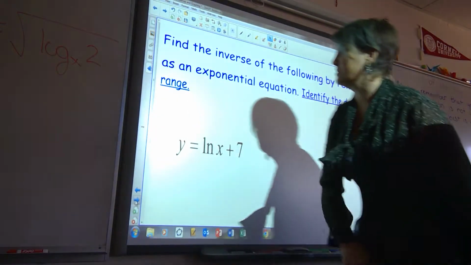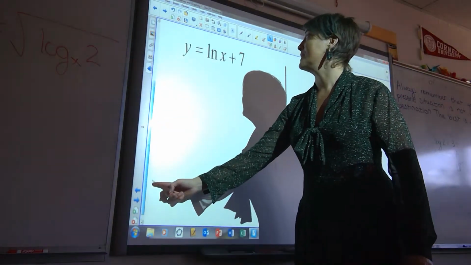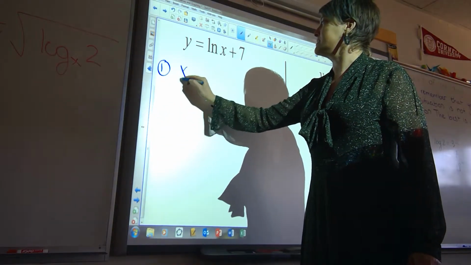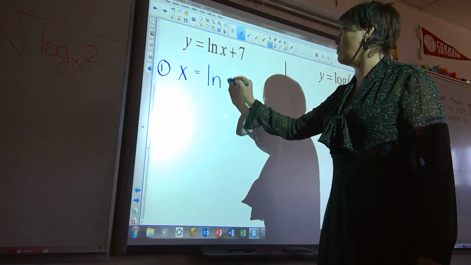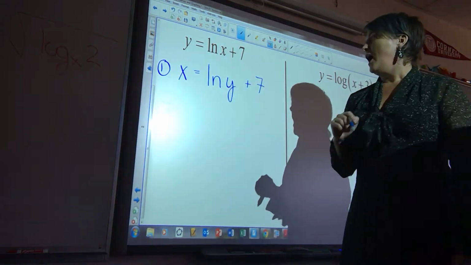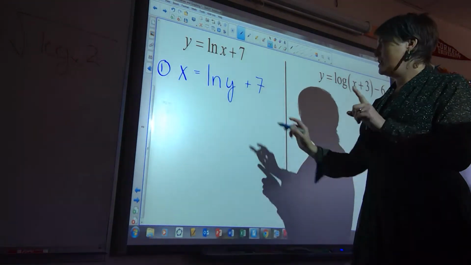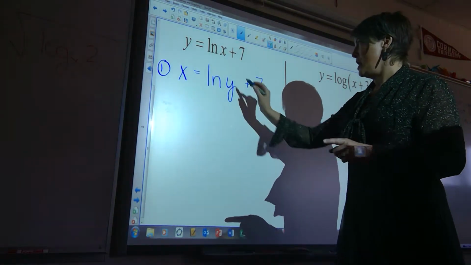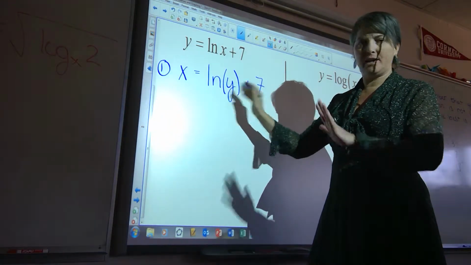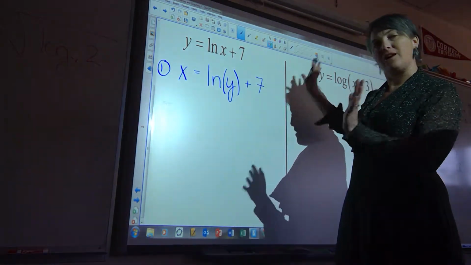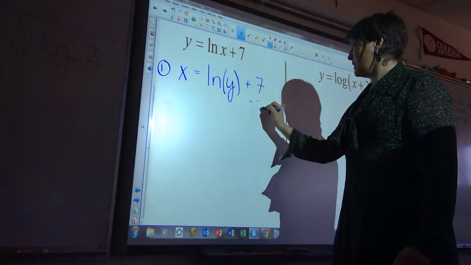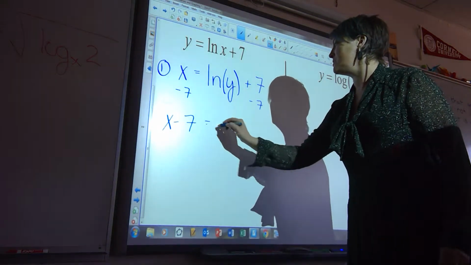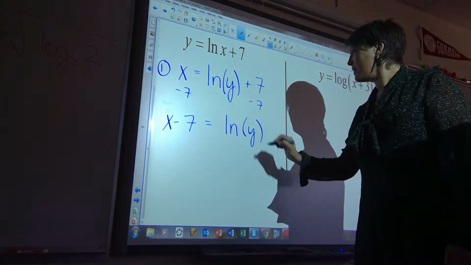So let's try a couple more of those that have some transformations going on. All right, first step, switch x and y. So x is equal to natural log of y plus 7. Careful here, the y and the 7 are not really attached to each other. The y is inside the natural log, attached to it, but the 7 is sort of outside. So I can go ahead and subtract that over first. So now I've got x minus 7 is equal to the natural log of y.